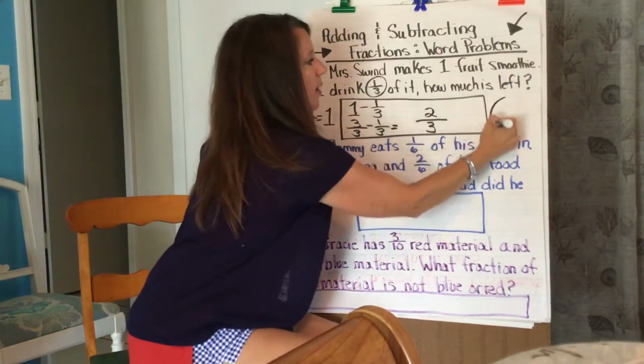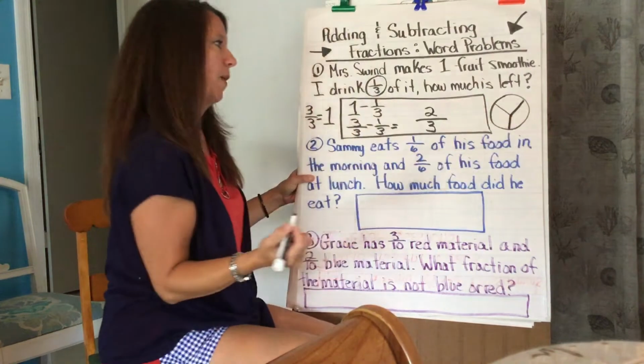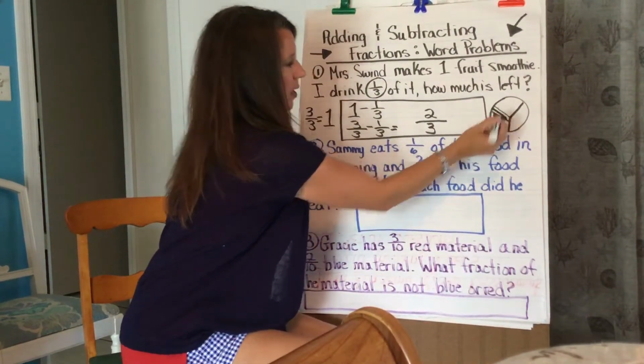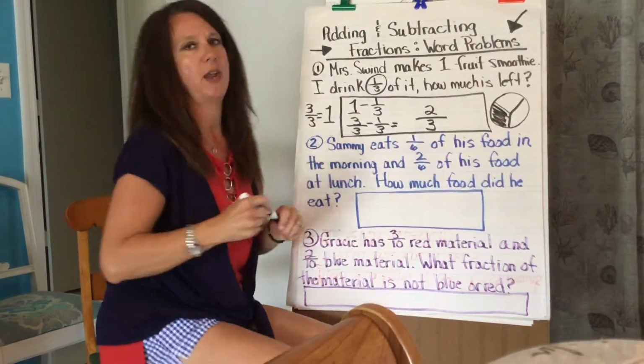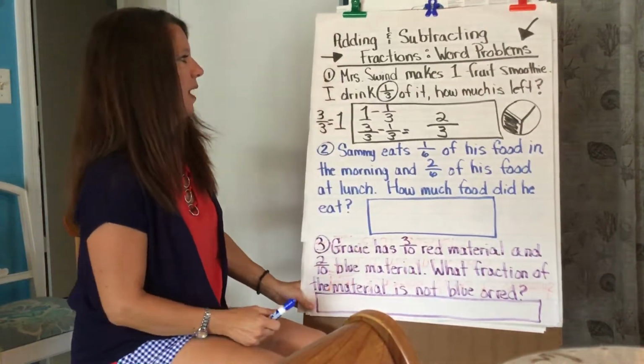Now, those of you who like a picture, you could draw this. It's your peace sign. There's your thirds. That represents the smoothie. And I drank, how much of it? I drank 1/3. So what's left? 1, 2, 2/3. Easy peasy, right? If I was at school, I'd hit the easy button. All right, so let's look at the next one.